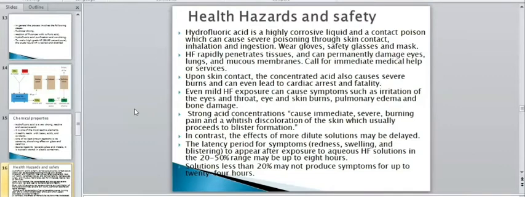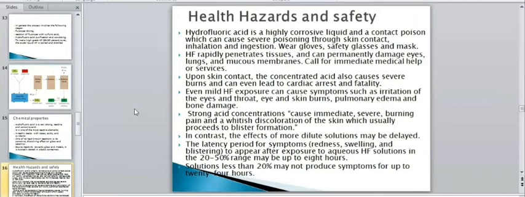Upon skin contact, the concentrated acid also causes severe burns and can even lead to cardiac arrest and fatality. Now, as you can see here, it is highly fatal. This acid can also cause death. Even mild exposure to HF can cause symptoms such as irritation of eyes and throat, eye and skin burns, pulmonary edema, and skin and bone damage. Strong acid concentration causes severe immediate burning pain and whitish discoloration of the skin, which usually proceeds to blister formation.